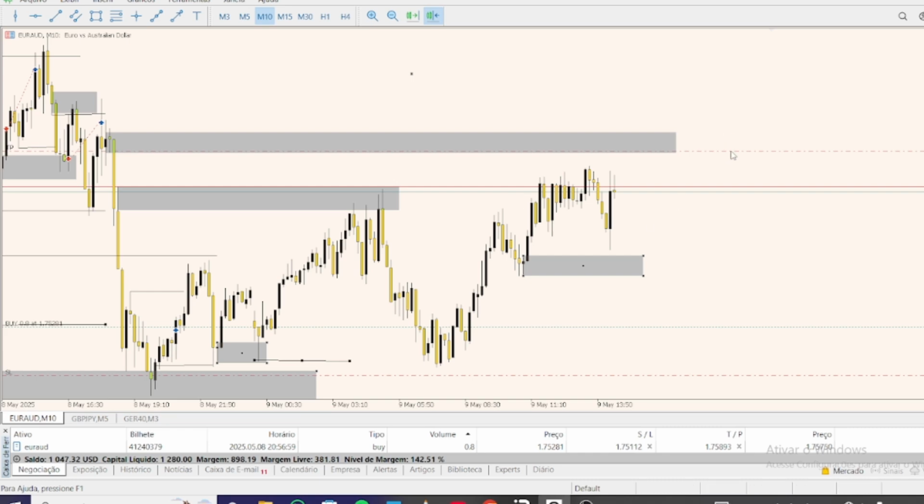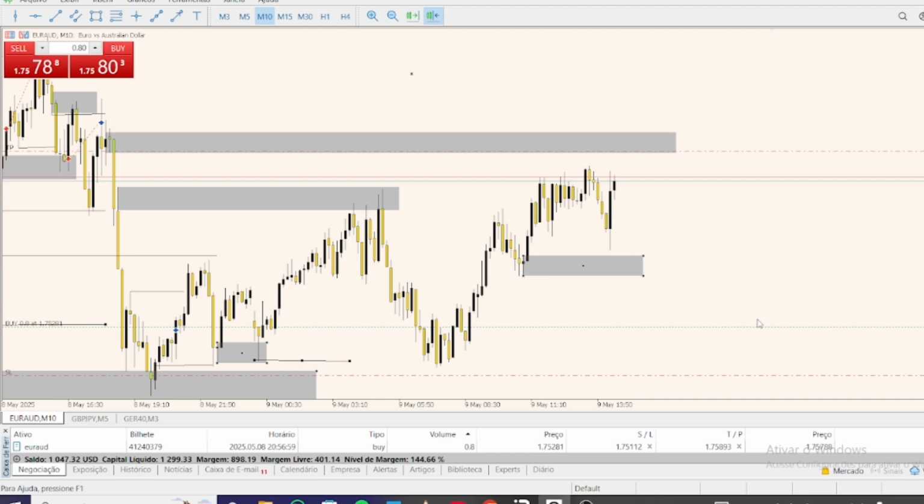My take profit is sitting just right there. There is my stop, this is my take profit. So let's see if it can hit stop loss. I think my internet is off. Let me just check my internet.